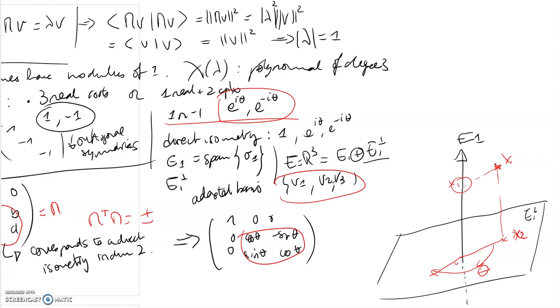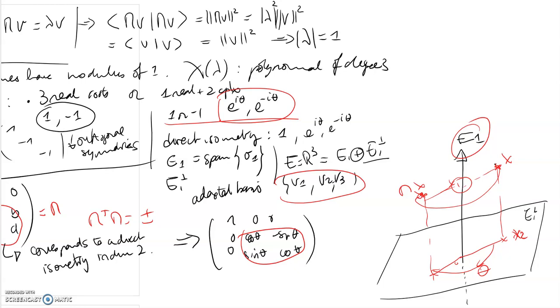I've got my axis of rotation, and I'm rotating, so M times x happens here. So we have a rotation of angle theta along the axis determined by the eigenvector for eigenvalue 1.